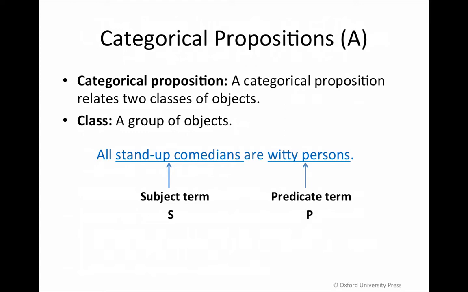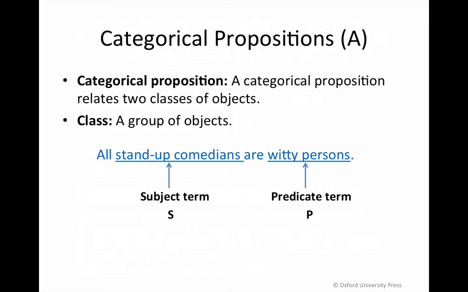Take the example, all stand-up comedians are witty persons. We know that it's a universal because of the quantifier articulated by all, and we know that it's affirmative because there's no negation asserted. Next, we've got 2 classes of thing or 2 groups of objects. We've got the subject class or the subject term, and that aligns with the grammatical subject of the sentence. And then we have the predicate term or predicate class, and that is articulated by the grammatical predicate. So we can think about the subject class as being involved in the predicate class in some way.